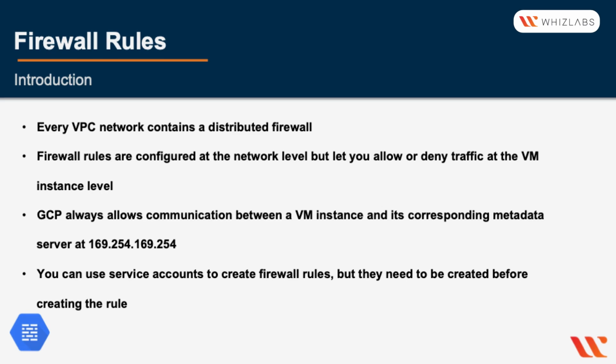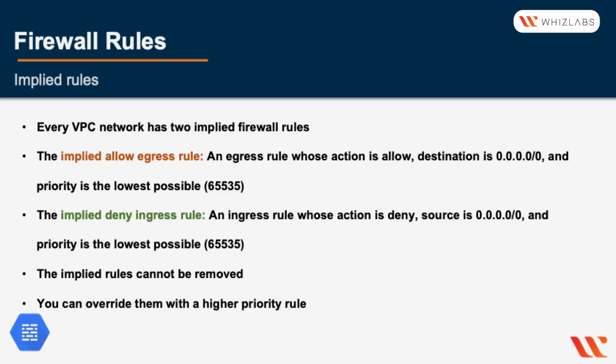Every VPC network functions as a distributed firewall. Firewall rules are defined at the network level, but the connections are allowed or denied on a per-instance basis. You can think of the GCP firewall rules as existing not only between the instances and other networks, but also between individual instances within the same network.